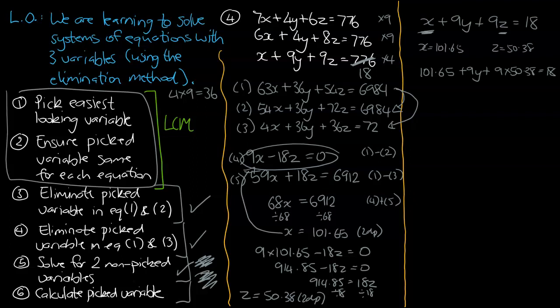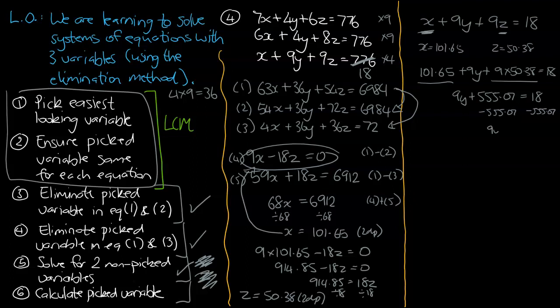So let's get the calculator out. The 101.65 plus that 9 times 50.38, that all came to 555.07. So we've got 9y plus 555.07. That there is equal to 18. I'm now going to do a bit of subtraction. Let's get rid of that 555.07, subtract it from both sides.